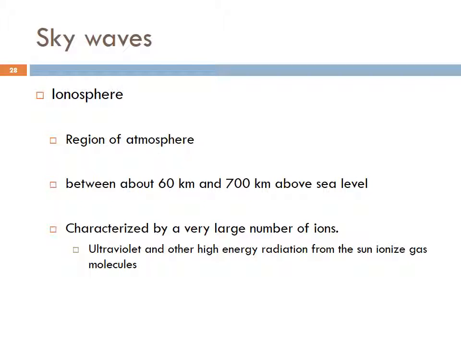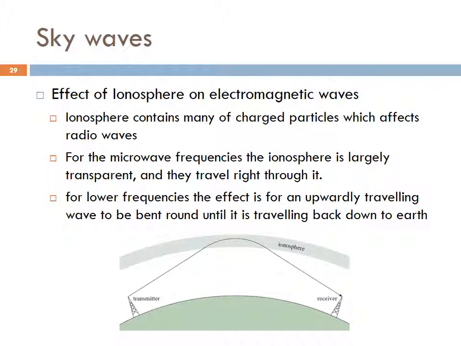Because the ionosphere contains many of these charged particles, radio waves are affected. For the microwave frequencies of the previous part, the ionosphere is largely transparent. They travel right through it. However, for low frequencies, the effect is for an upwardly traveling wave to be bent round until it's traveling back down to Earth. The following figure shows what happens.